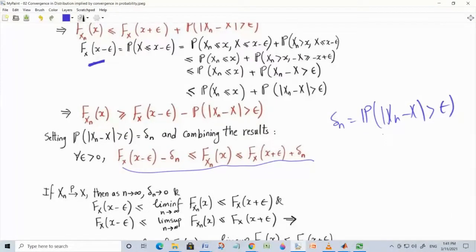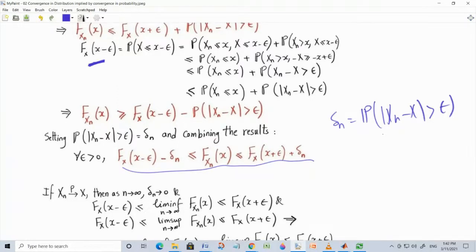So again, what is our objective? What is given, and what is required to prove? What is given is that we have convergence in probability, and we want to show that convergence in probability guarantees that there is convergence in distribution.